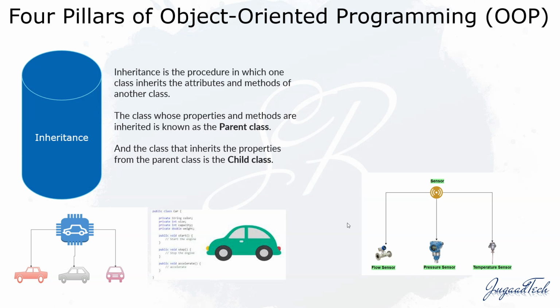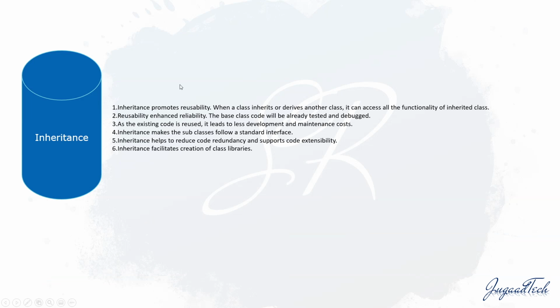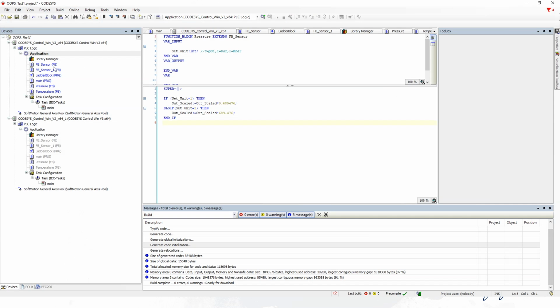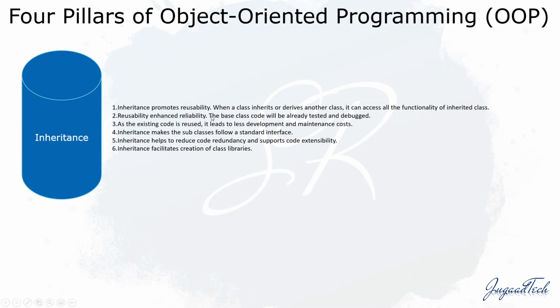So what are the major benefits we get when we utilize inheritance? So the first thing is code reusability. Okay, so when a class inherits or derives another class, it can access the functionality of the inherited class. That is the first thing. So how exactly does it do that? Like the FB sensor we have defined, this is the parent class. How we are calling it is using the super function. So it is inheriting all the properties of the parent class. So when I call that in the ladder, it has exactly the same structure, correct?